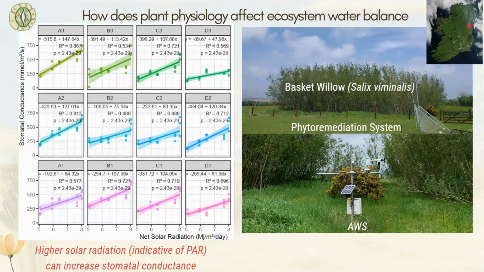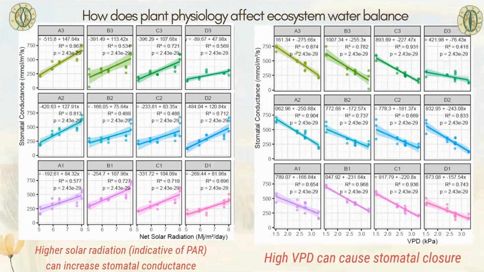And looking at, so this is a phytoremediation system, but the main thing here to look at is how does stomatal conductance react to increasing solar radiation? So these are individual trees, and you have 3 leaves per tree. And for higher solar radiation, obviously, the stomata open up, conductance is higher, which indicates that transpiration is also higher when there's water. However, when you have higher vapor pressure deficit, stomatal closure occurs, stomatal conductance decreases.